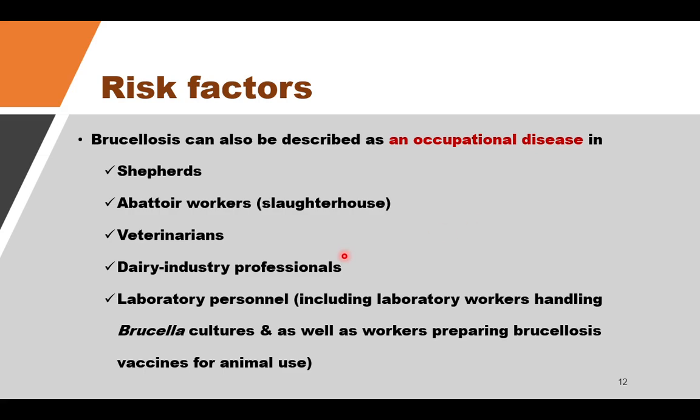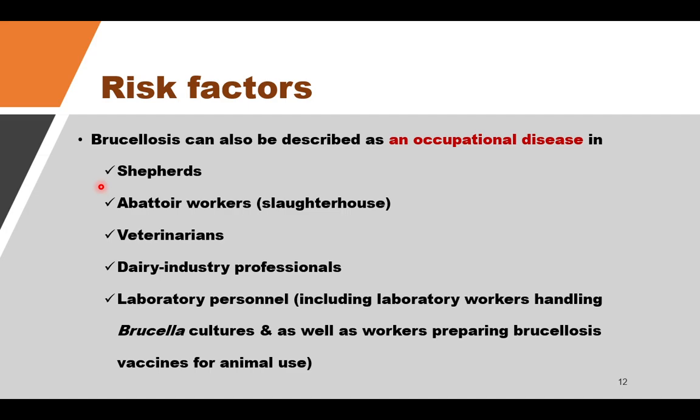So what are the risk factors? Since this is an organism associated with livestock, it makes sense that you must come into contact with livestock to get infection, right? As you're sitting here in the room, you cannot be exposed to brucellosis unless you're sitting next to someone who's infected. You get the point. So it's more of an occupational hazard. So who are the people at risk?